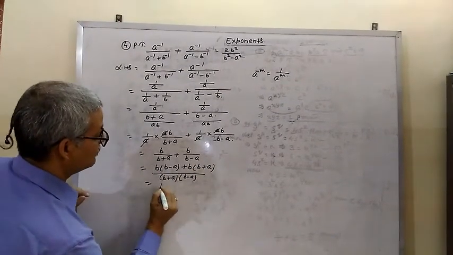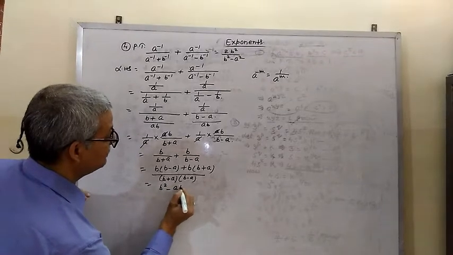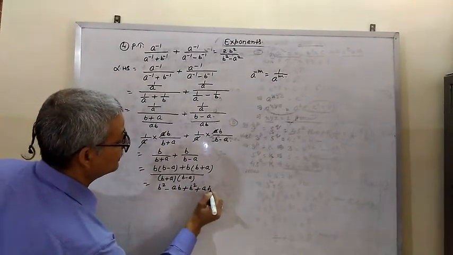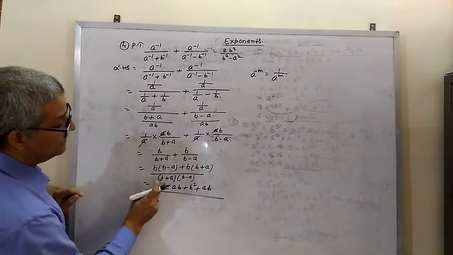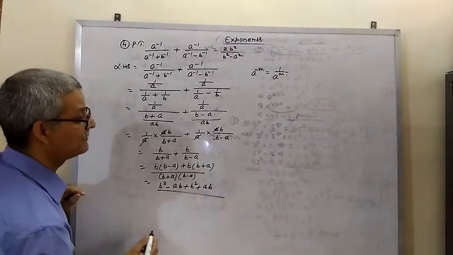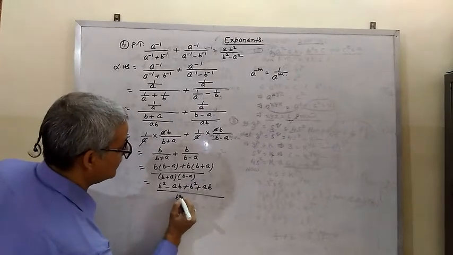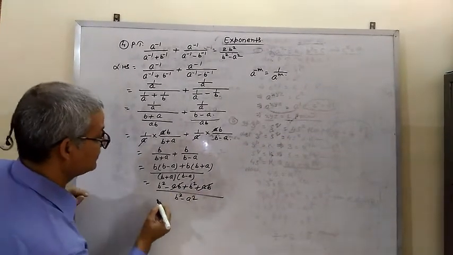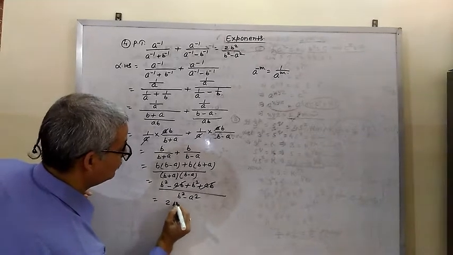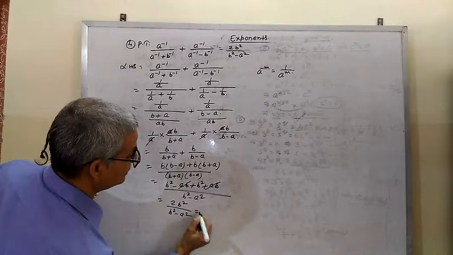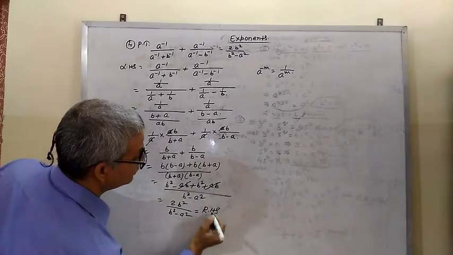Now b square minus ab plus b square plus ab, divided by, this is in the form of a plus b into a minus b, that is equal to a square minus b square. So this can be written as b square minus a square. The ab cancelled, so that is equal to 2b square by b square minus a square, which is equal to RHS, which was given to prove.